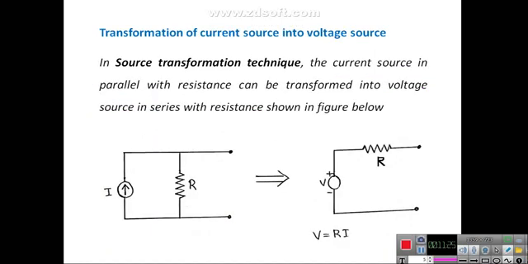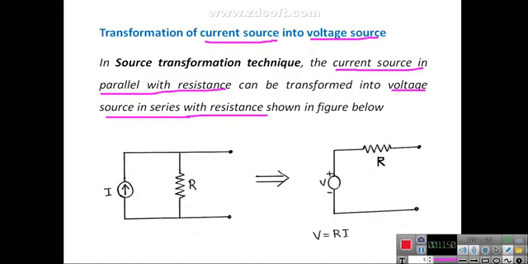Now we can go for the transformation of current source into voltage source. In the source transformation technique, any network having a current source in parallel with the resistance, like this, can be transformed into a voltage source in series with the resistance. To transform this current source into the voltage source, Ohm's law is used again.